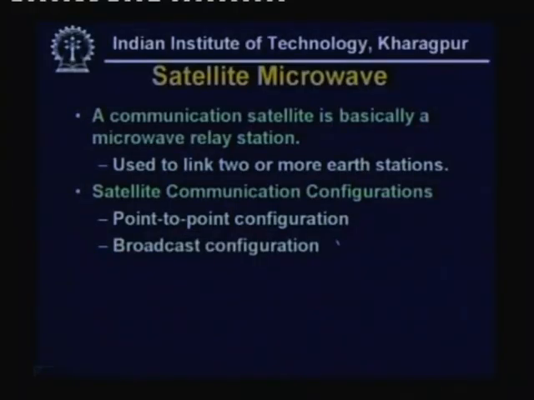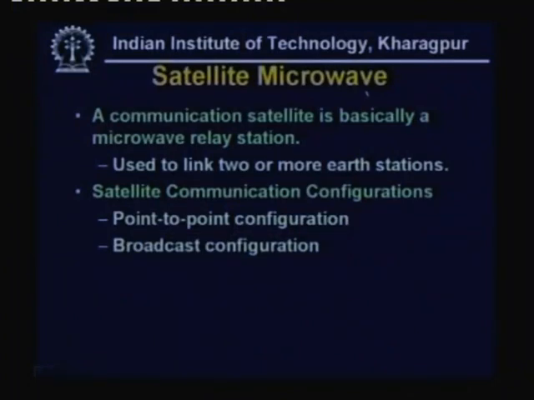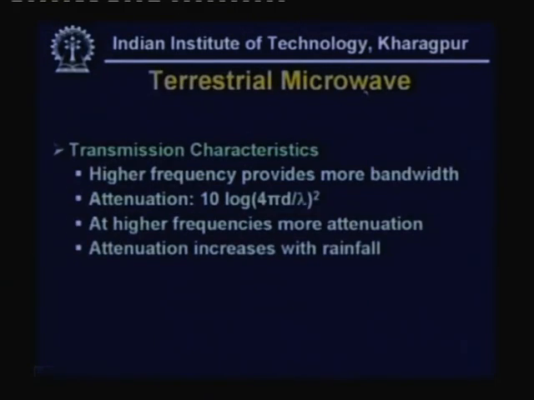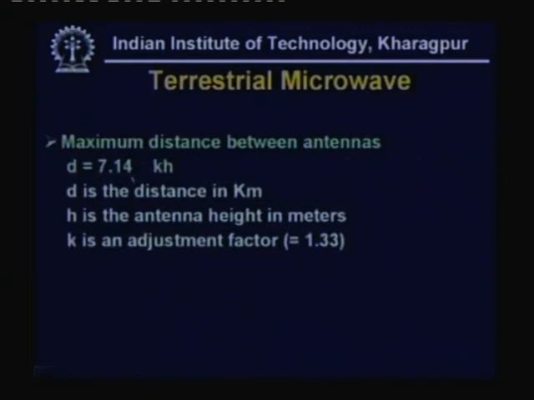Now we have discussed the terrestrial communication. Now comes the satellite microwave communication. We have seen in the previous slide that distance d is proportional to 7.14 root Kh. That means if we can make the height very high, we can cover a very large distance. So, why not put an antenna in the sky? That is the basic idea of satellite microwave.